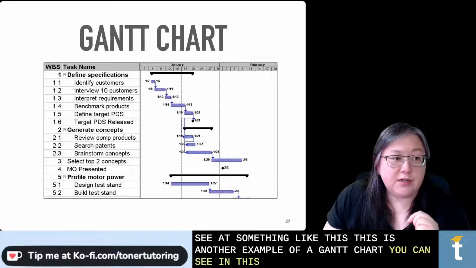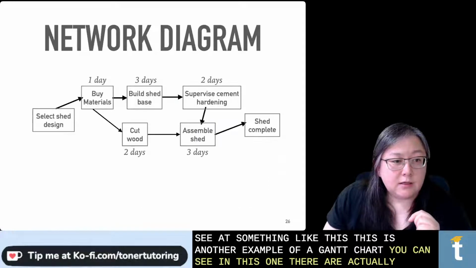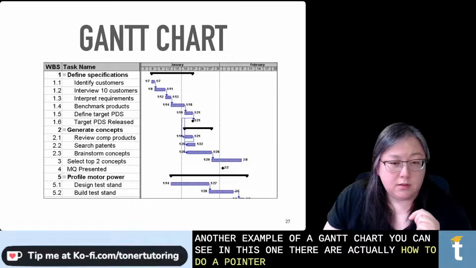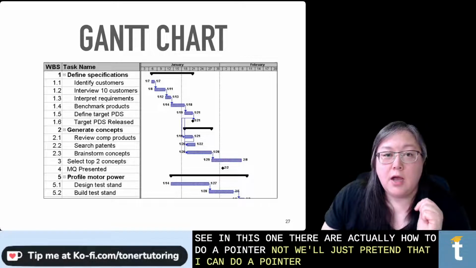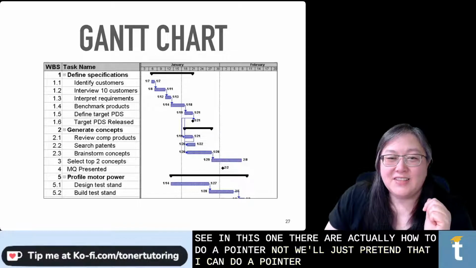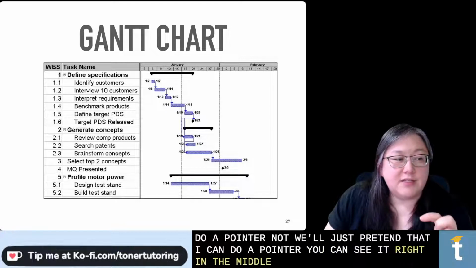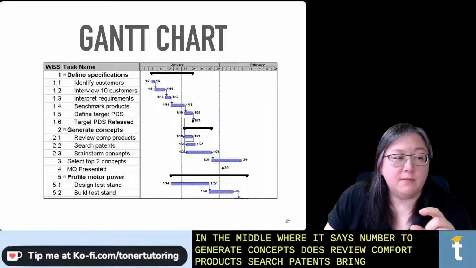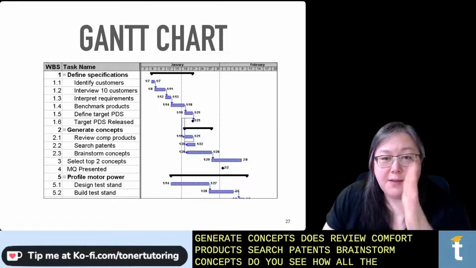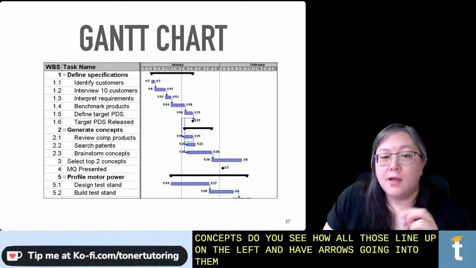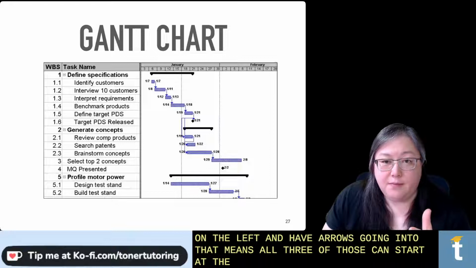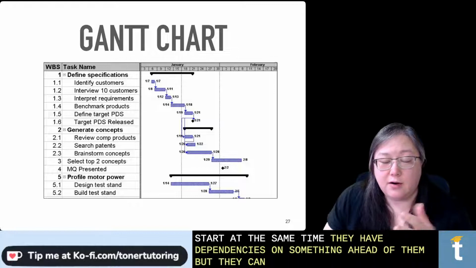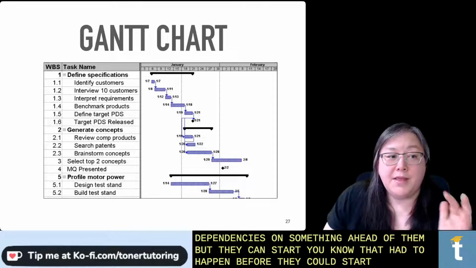You can see in this one, there are actually, let's see, I don't know how to do a pointer. Well, we'll just pretend that I can do a pointer. You can see right in the middle where it says number 2, generate concepts. It says review comp products, search patents, brainstorm concepts. Do you see how all of those line up on the left and they have arrows going into them? That means all 3 of those can start at the same time. They have dependencies on something ahead of them, that had to happen before they could start, but they can all start at the same time.